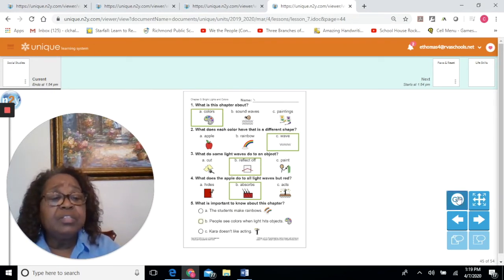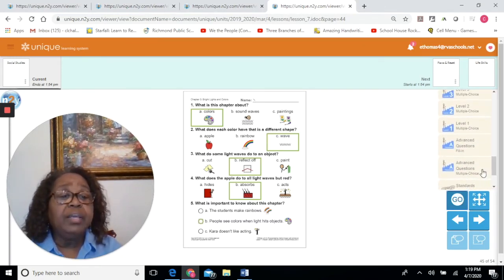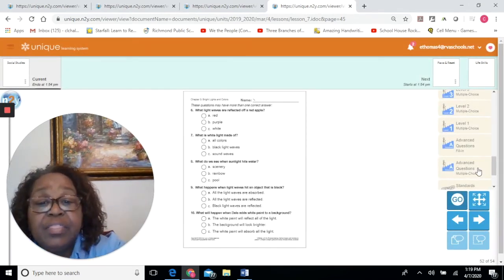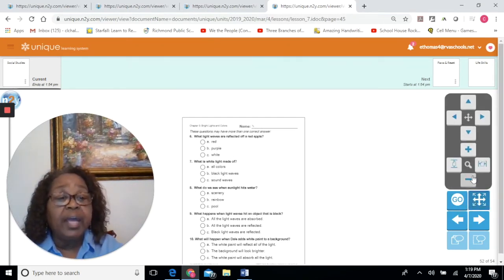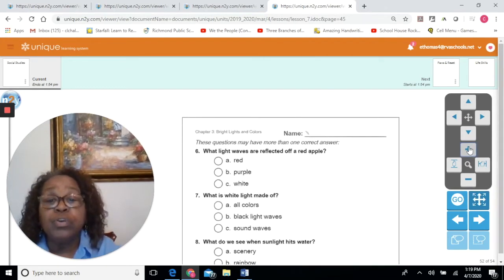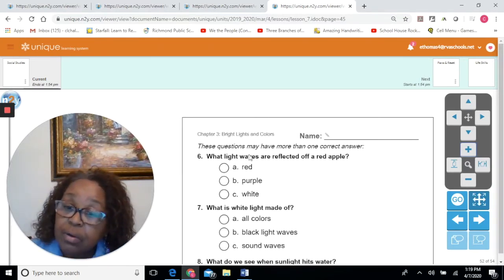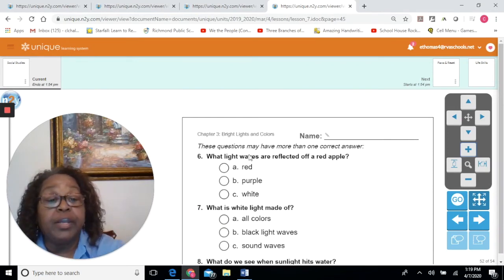Now, let's see. There's another type of test taking strategy that we need to be concerned about. Right here, we have a multiple choice test taking strategy. In this one, if you read the directions, and that is always an excellent thing to do before you try to answer the question, read the instructions. It says these questions may have more than one correct answer. Well, if it has more than one correct answer, if you don't put all of the correct answers in, you will not get all the points, or you may not get it right at all.